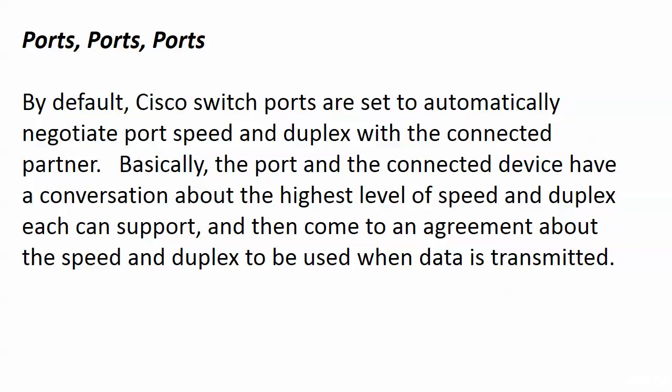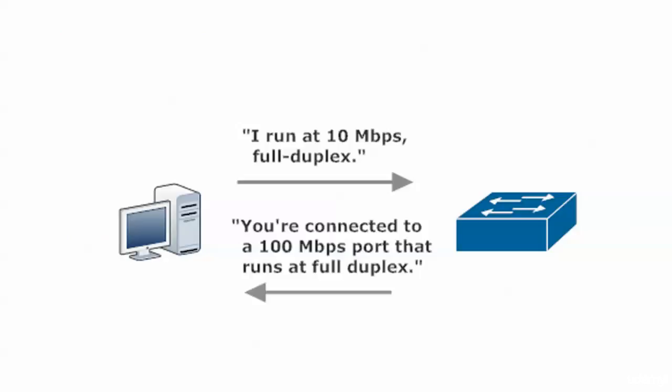We're going to talk a little bit now about the speed and duplex settings in our Cisco switch ports, and while they can be hard-coded, Cisco switch ports are now set to automatically negotiate, or auto-negotiate, that port speed and duplex with their connected partner. Basically, the port and the connected device have a quick conversation about the highest level of speed and whether each one can support full duplex or half duplex, and then they come to an agreement about the speed and duplex to be used when data is actually transmitted.